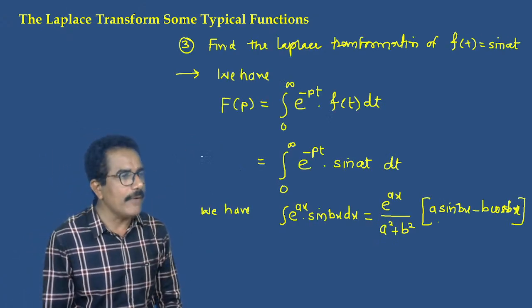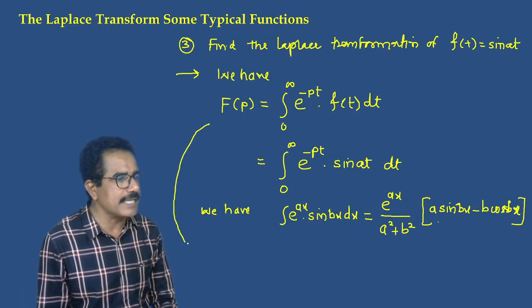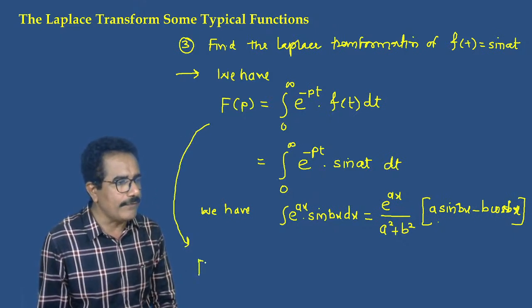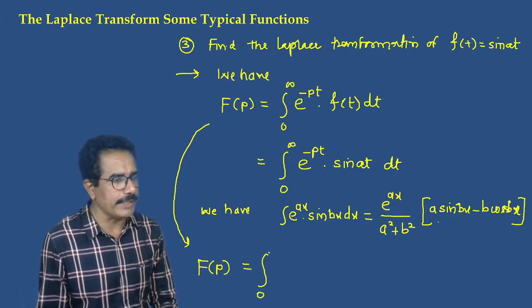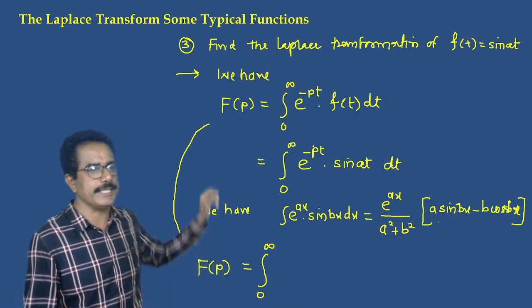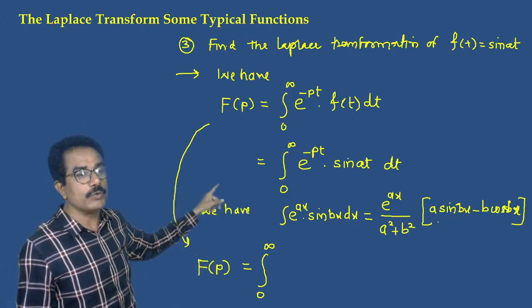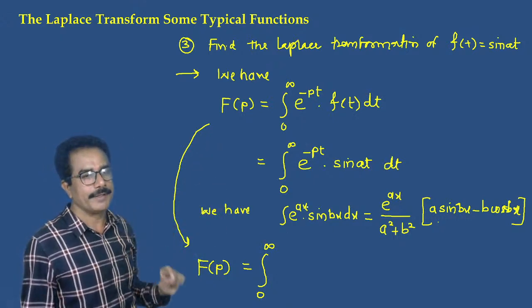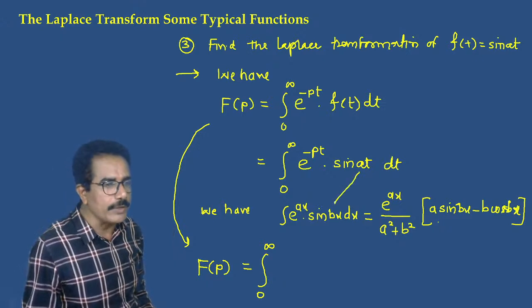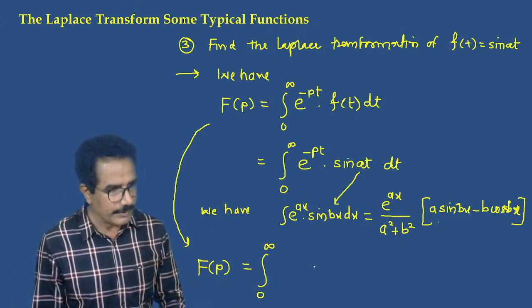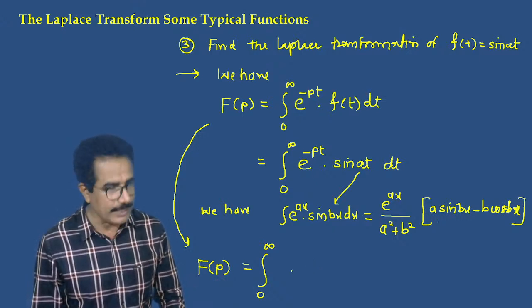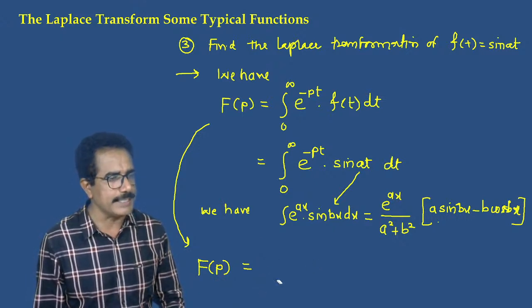Now, so our this Laplace transformation f of p becomes integral from 0 to infinity. Now see this, compare this. A means we have to replace minus p, and b means we have to replace as a in the expansion formula. So we can remove this. Okay, not necessary to write this again.